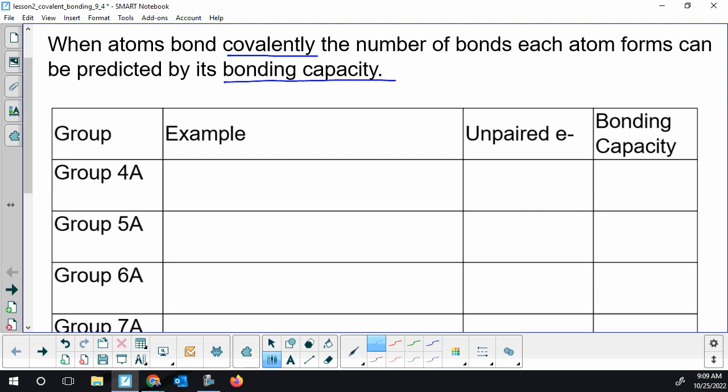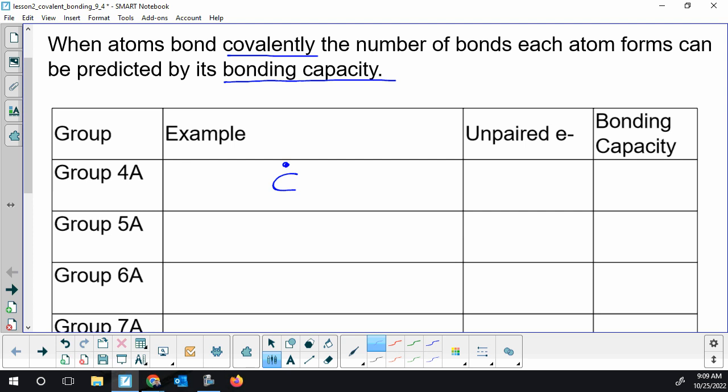So we're going to start in group 4A, where the first element is carbon, and by far the most common element you're going to probably see in molecules. We'll do a whole unit in Chem 30 just on carbon. And in biology, you're going to see lots of carbon-based examples. So carbon's in group 4, using this hybrid orbital Lewis symbol model. 1, 2, 3, there's 4 valence electrons.